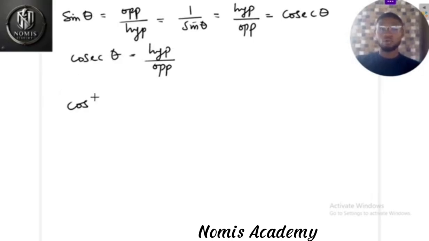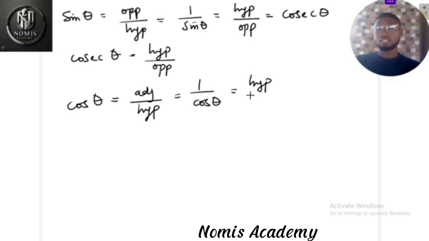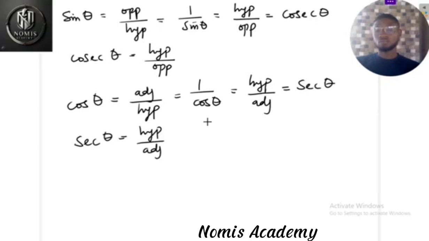So what about cos theta? Cos theta is equal to adjacent all over hypotenuse, right? So the inverse, 1 all over cos theta, becomes the other way around: hypotenuse becomes the numerator and adjacent becomes the denominator. So 1 all over cos theta is equal to hypotenuse all over adjacent, and this is just sec theta. So sec theta, which is the inverse of cos theta, is equal to hypotenuse all over adjacent.